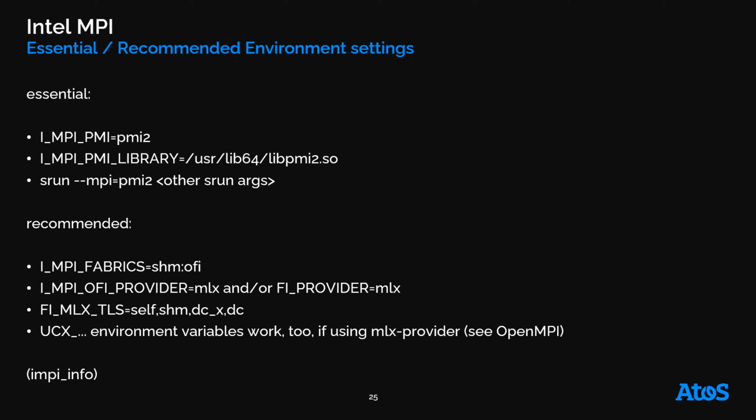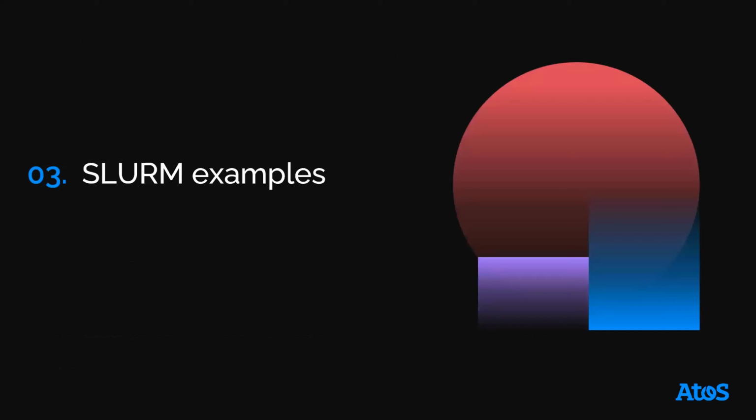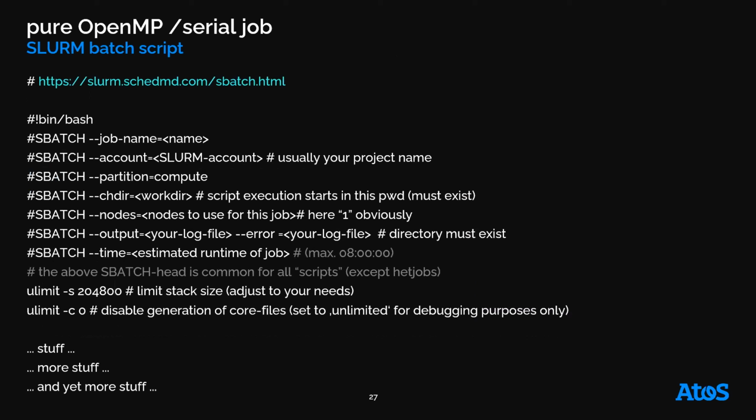Okay, are there questions regarding the environment settings for the parallel libraries? If not, I would just proceed to how to launch jobs on Levante. First of all, I'll start off with some pure OpenMP or serial job, because that's the simplest thing to do.